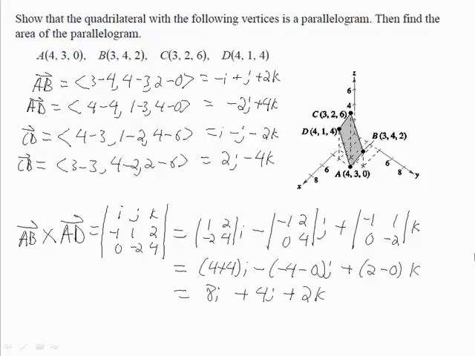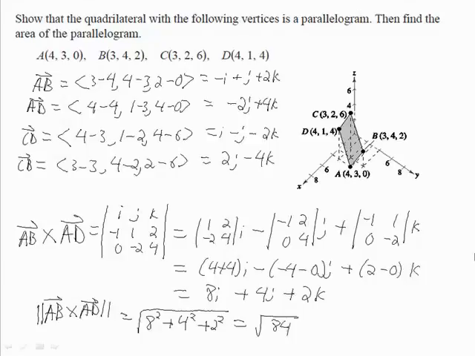The area of the parallelogram is the magnitude of the cross product of the vector AB and the vector AD, which is equal to the square root of the quantity 8 squared plus 4 squared plus 2 squared, which is equal to the square root of 84, which simplifies to 2 times the square root of 21, which is approximately 9.17 square units.